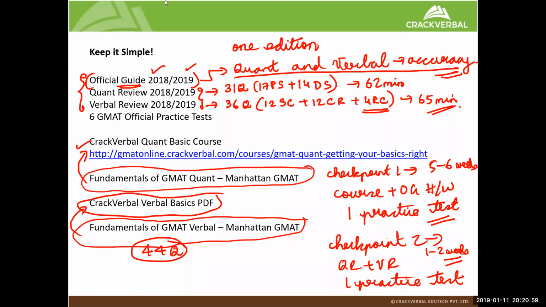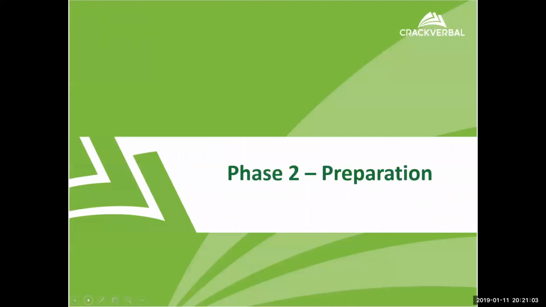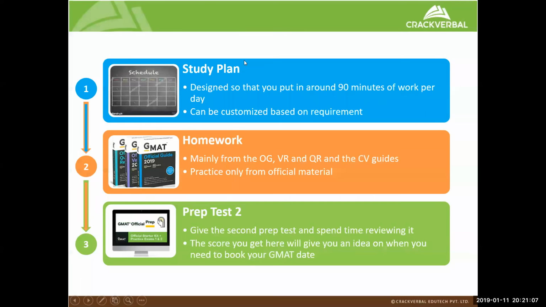Okay, so let's go to the second phase, right? Now, obviously, you've created a study plan. I gave you three study plans of student A, student B, student C. You design your study plan, customized to around 90 minutes or 2 hours, whatever work schedule you have.